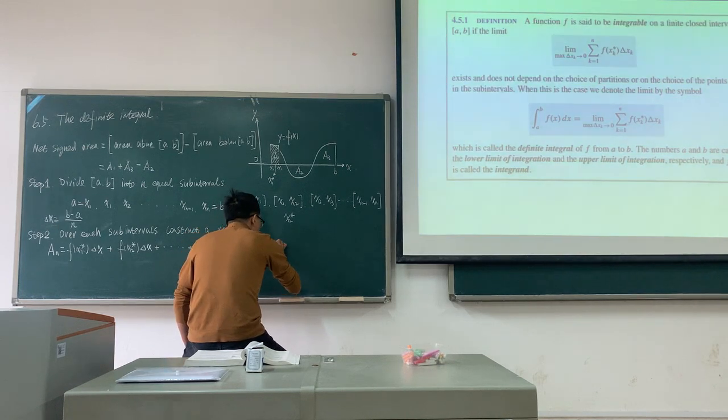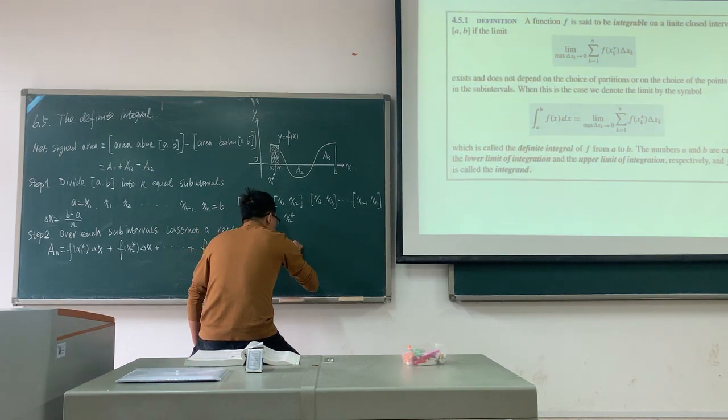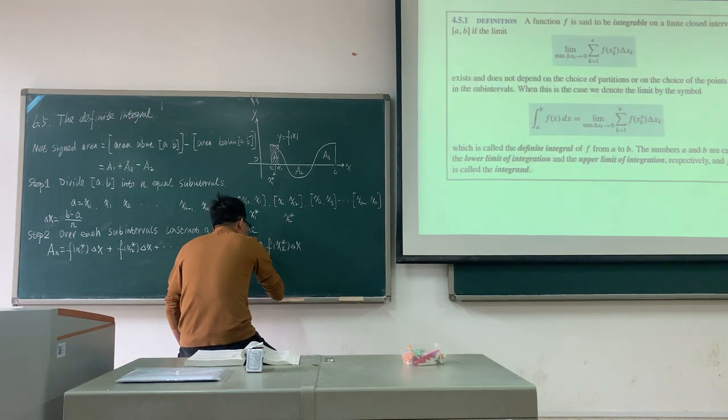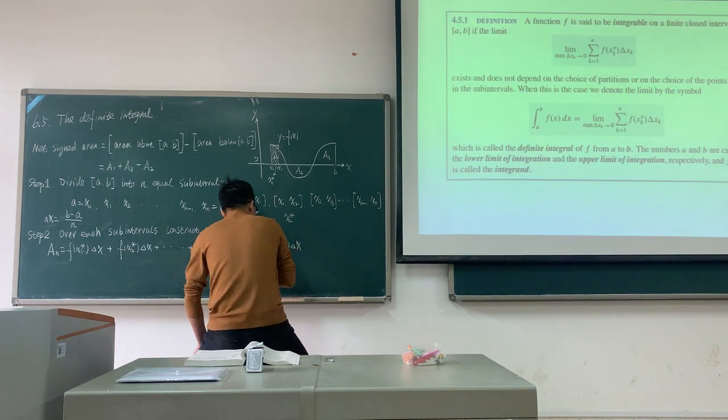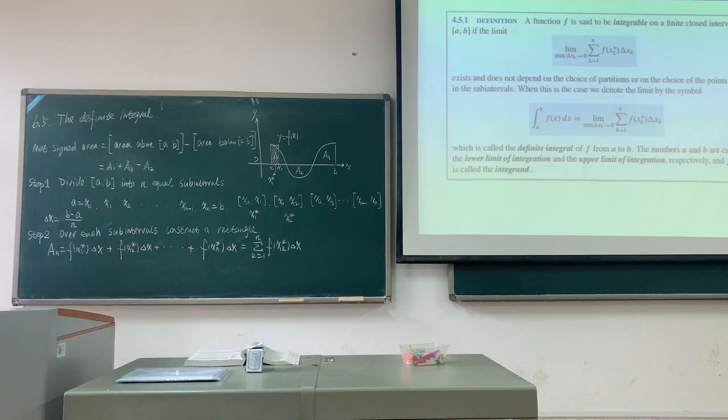Okay. So here we can write it using the summation: the sum of f(x_k star) times delta x, with k from 1 to n. Okay, from 1 to n. So this is the second step.